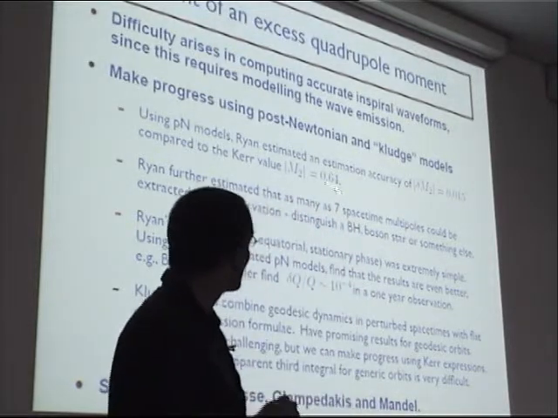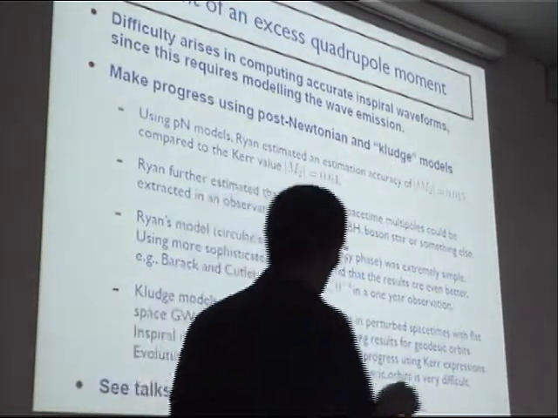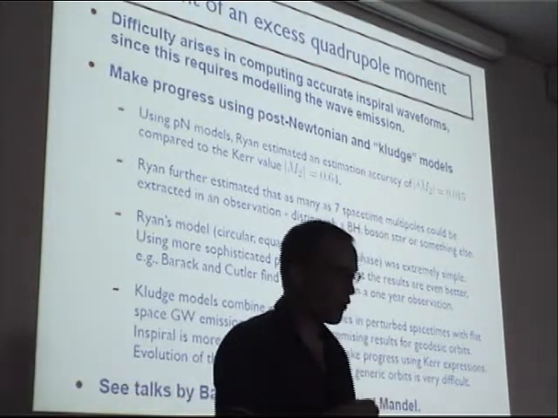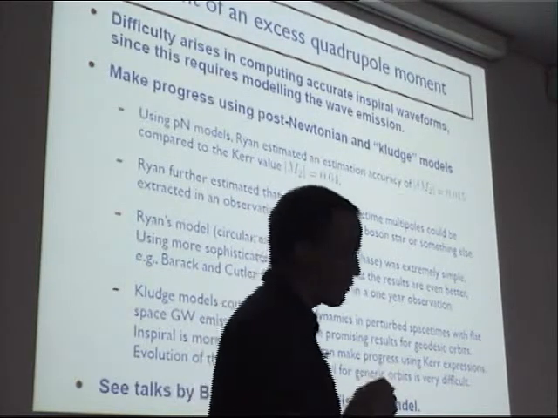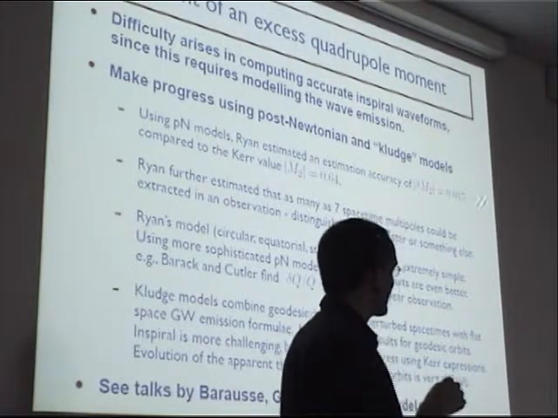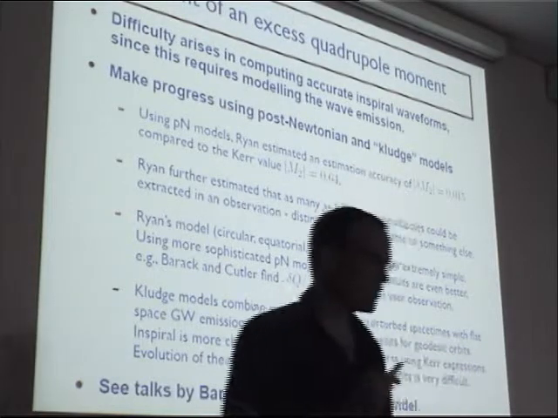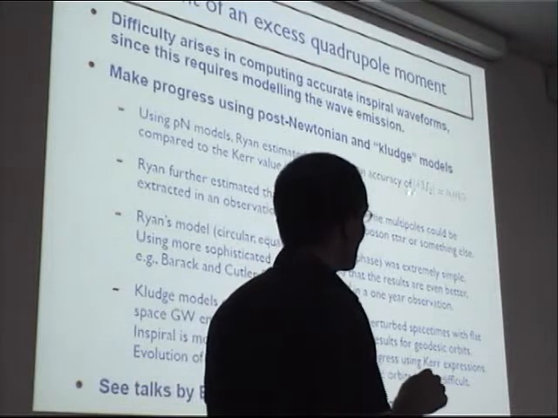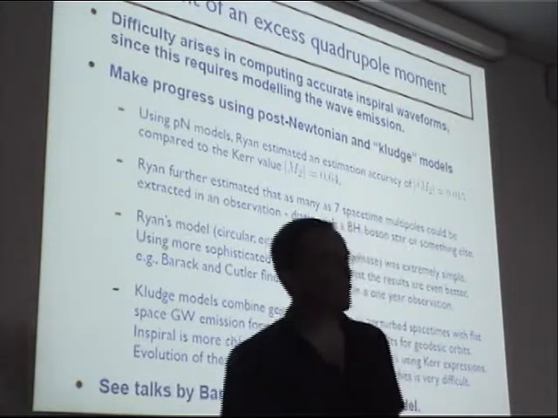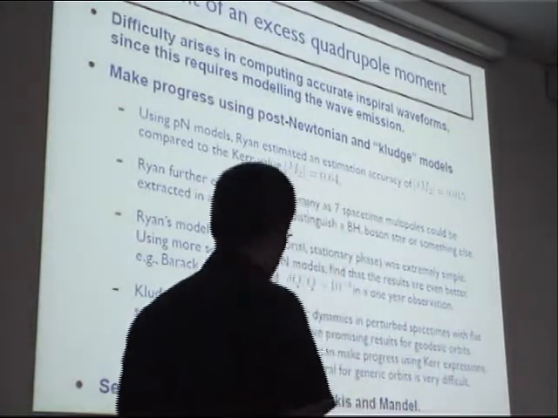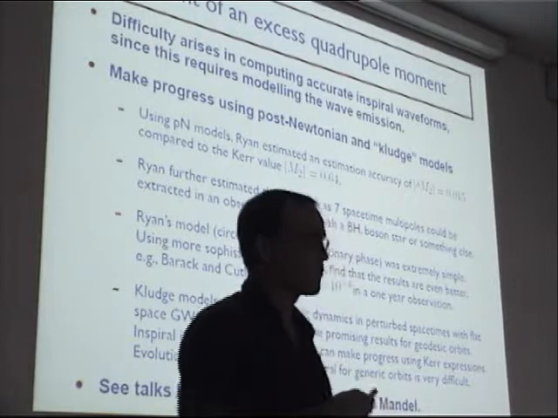But we can make some progress using these approximate models. Ryan, in fact, used a post-Newtonian model. Again, this was a nearly circular equatorial orbit with a spacetime with arbitrary multipoles. And he found that for a LISA observation of a year with signal-to-noise ratio of 100, you could measure the quadrupole moment to about 1%. Now, the Kerr value for the quadrupole moment is 0.64 in the same units, and so we could definitely tell if this deviated from Kerr. In fact, by including all these arbitrary multipoles in his model, you could show that up to 7 of them could actually be extracted. So that certainly allows you to distinguish a black hole from a boson star or from something that's neither of those.